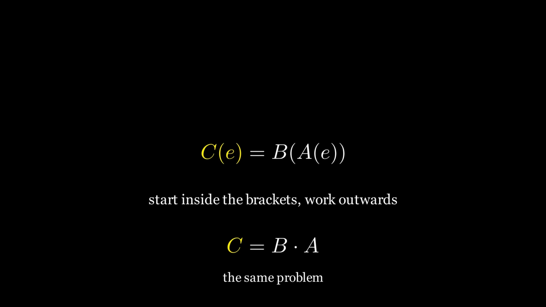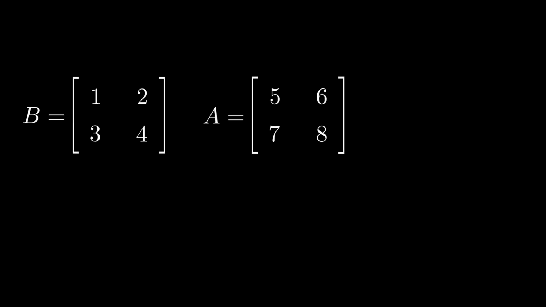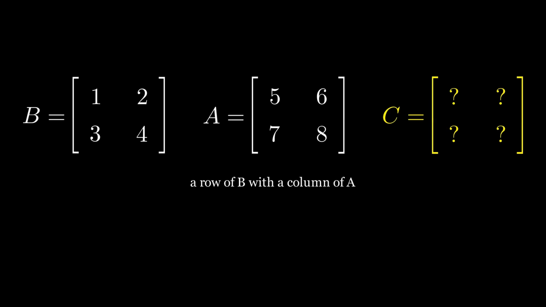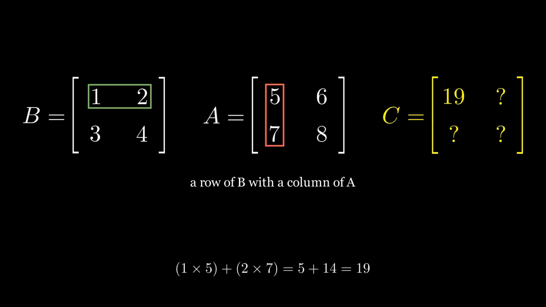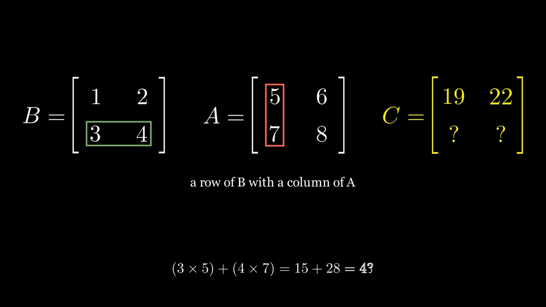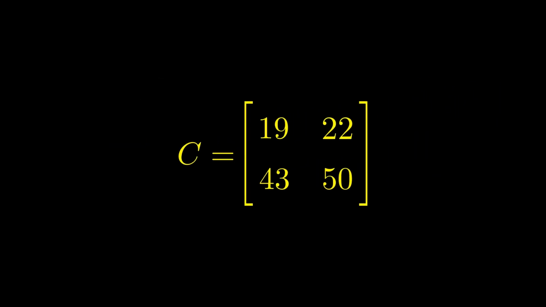Now let's look at a worked example where this time we just focus on the core calculation. Let's multiply these two matrices. We want C equals B times A. Each entry of C is a row of B combined with a column of A. The top left entry is row 1 of B multiplied by column 1 of A. The top right entry is row 1 of B multiplied by column 2 of A. The bottom left entry is row 2 of B multiplied by column 1 of A. And the bottom right entry is row 2 of B multiplied by column 2 of A. This gives us the final resultant matrix, C.